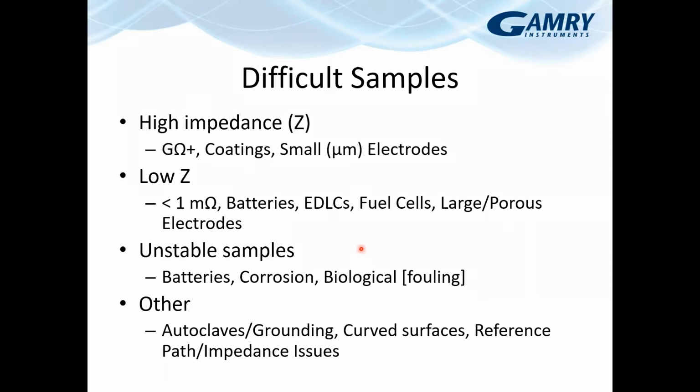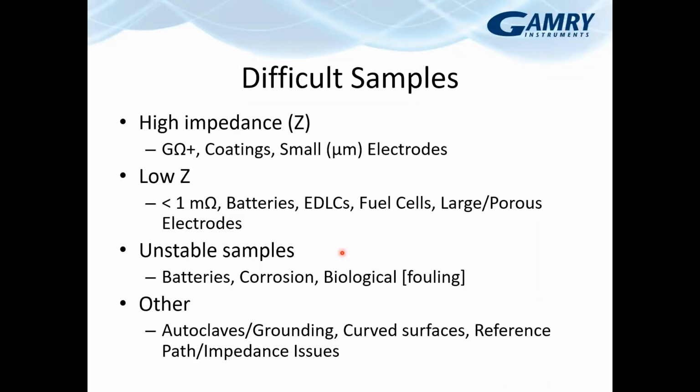There are other types of difficult samples to manage. Unstable samples are actually very, very common. You get them in batteries, you get them in corrosion, you get them in biological systems. Anytime the sample changes versus time, you have a potential issue where you've got instability, and instability leads to invalid EIS. So this is a fairly common sample problem.